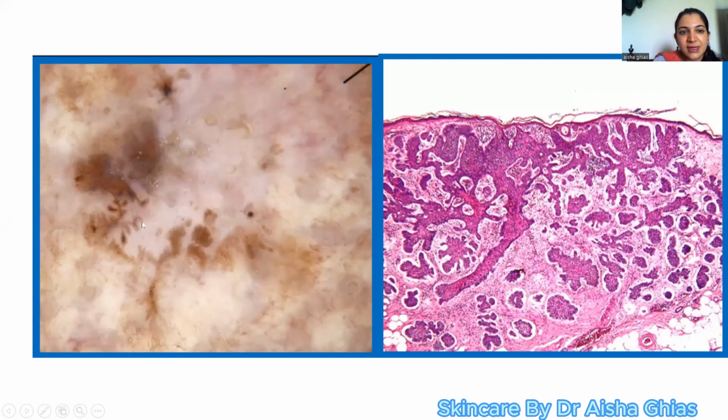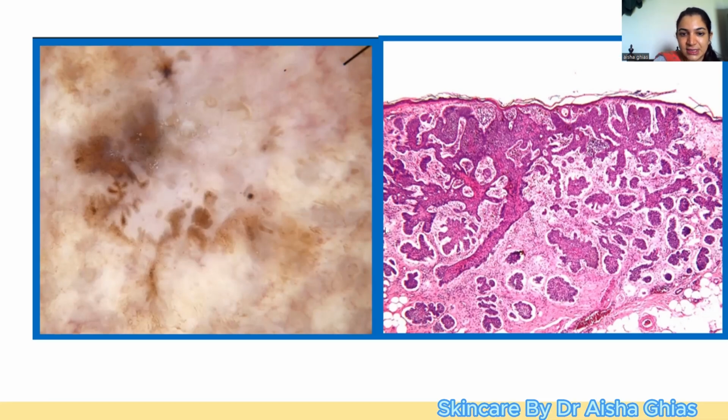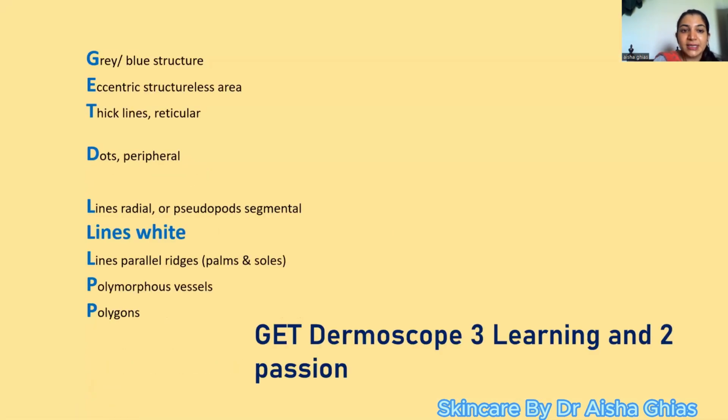And if you see the same lesion histologically, you see that these were actually the atypical proliferations of keratinocytes that went into the dermis, making various patterns. And this is the radial proliferation of the atypical cells that gives rise to these radial lines. So this was a case of BCC. Yes. Radial lines are also seen in melanomas.